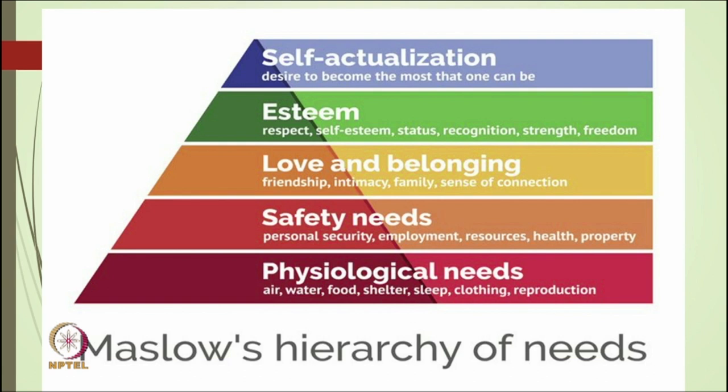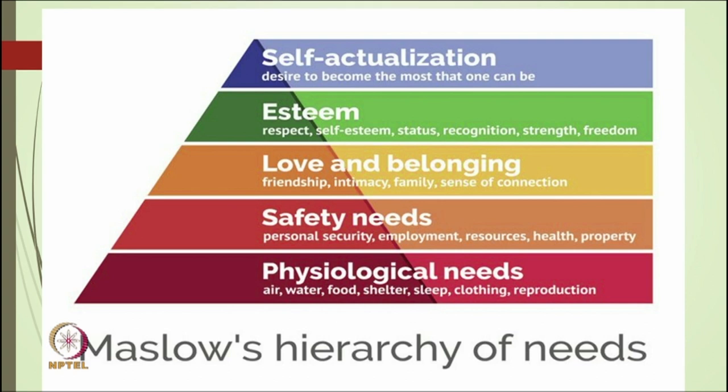In physiological needs, basic needs are required: hunger, thirst, sex, sleep, reproduction, shelter, etc. Then he said, if we fulfill these at least at a certain level, then we have the next level need, which is the safety need. So, safety need means personal security, employment, resources, health or a required level of property, etc. So, we should feel safe. If we have fulfilled physiological as well as safety needs, then we think about love and belongingness. So, friendship, intimacy, family, a sense of connection we would like to have in our personality. And these three needs are broadly counted as basic needs or deficiency needs.